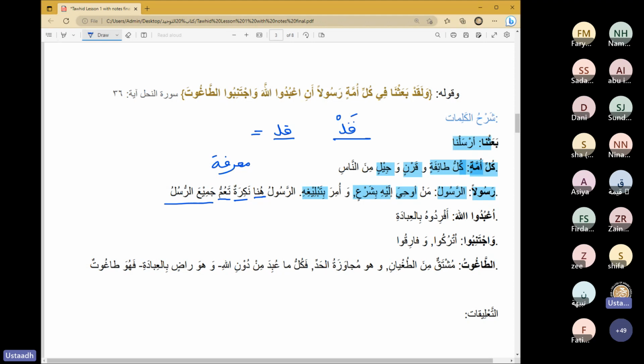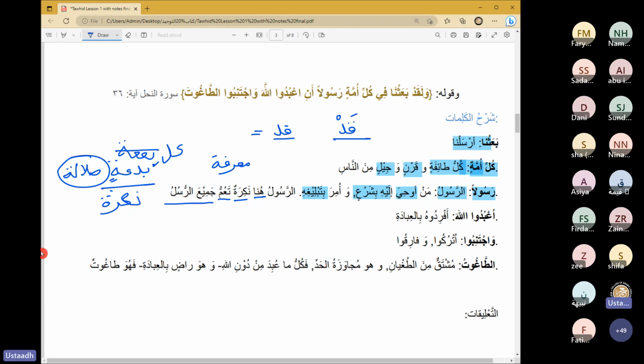Yes, as someone said, a common noun. So for example, when the Prophet sallallahu alaihi wasallam said, kullu bid'atin dalala, every bid'ah is dalala. Here the scholars say bid'ah is nakira, it includes every form of innovation, every form, and all of it is dalala. So ar-rasul here is nakira, it includes all the messengers.